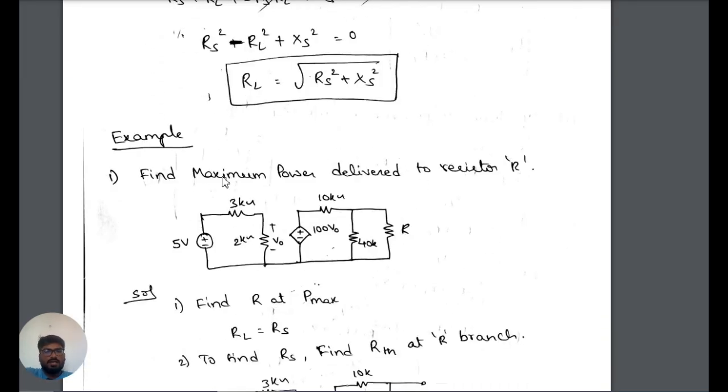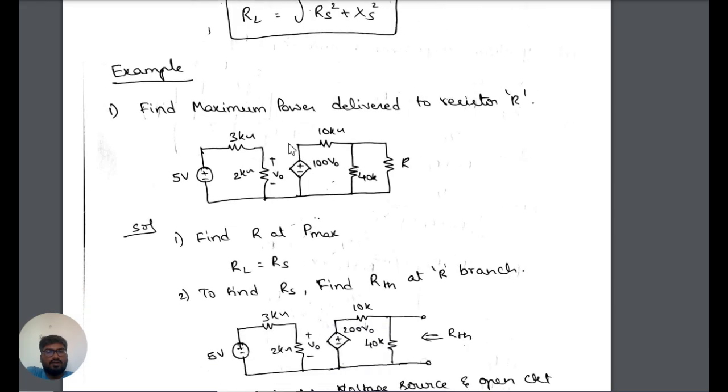So let's do a sample problem on maximum power delivered using the maximum power theorem. Let's consider a circuit. We need to find the value of R where the maximum power occurs and also the maximum power delivered to this R. We need to find both.